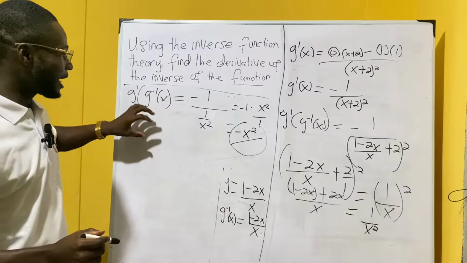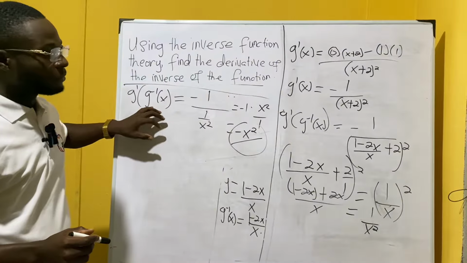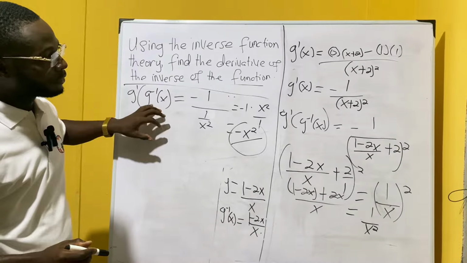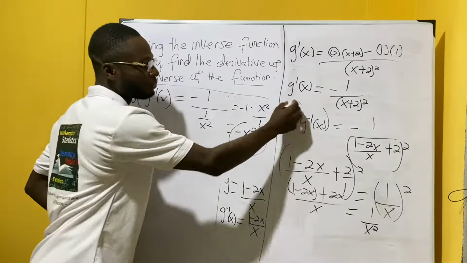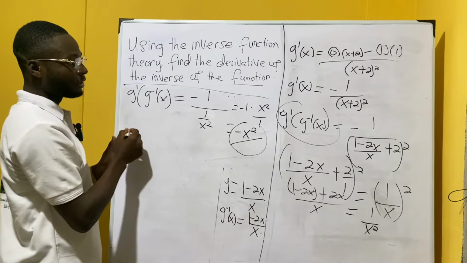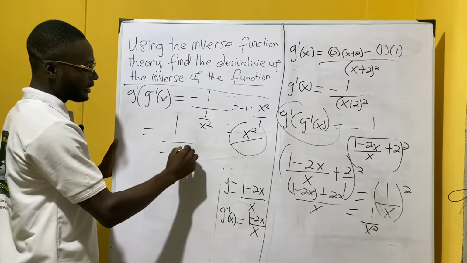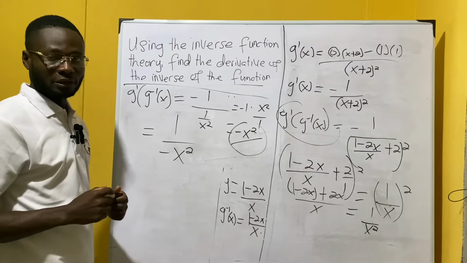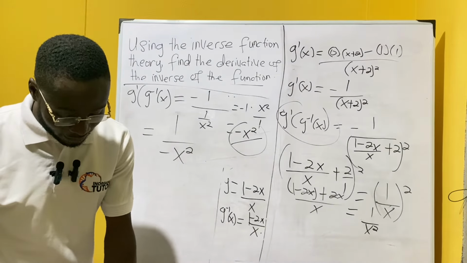So now, as we have the denominator, so now we are going to use the theorem which says that 1 over the denominator of this, right? So 1 over this, then we're going to have 1 over negative s squared, right? And that's it for this question.